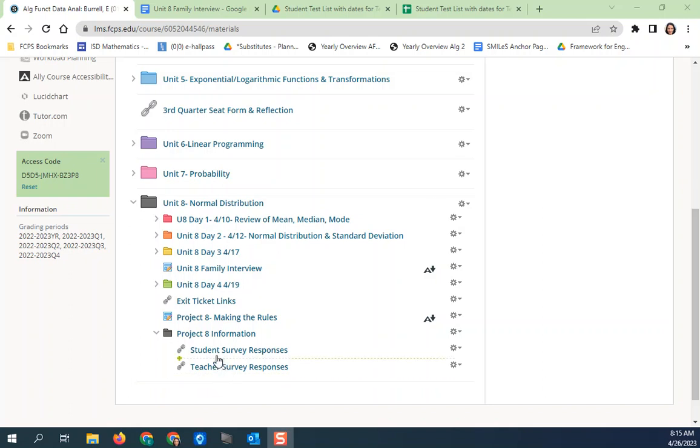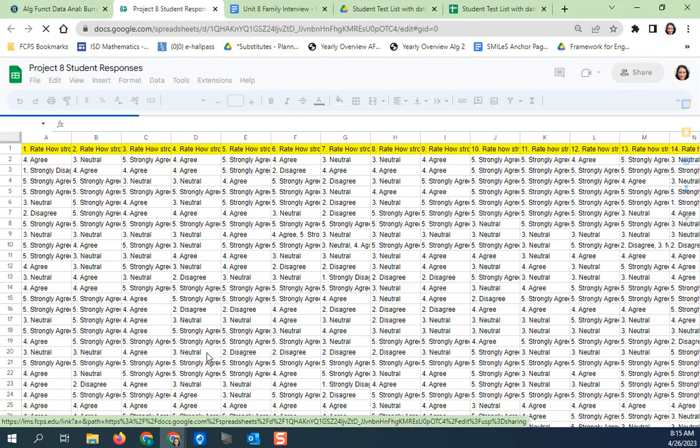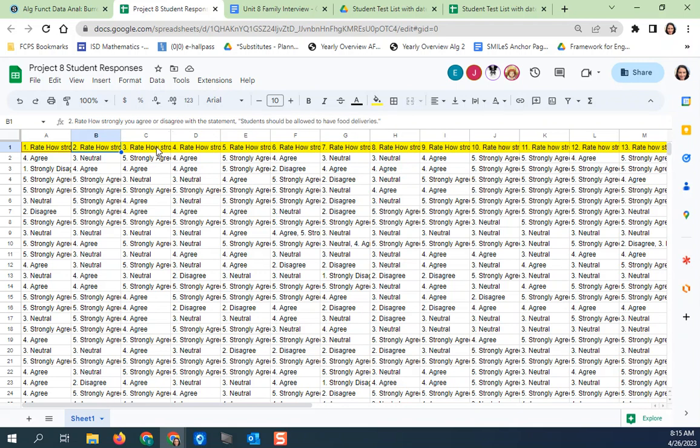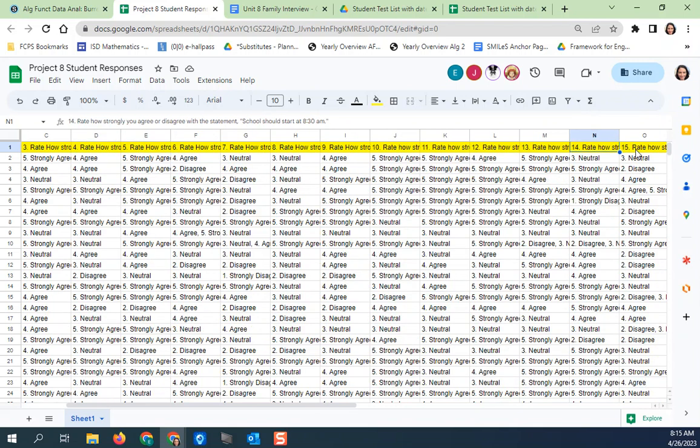Okay, so when you get into Schoology, you open Unit 8, Project 8 Information and Student Survey Responses. You're going to see on the top row that's yellow, those are the questions. You'll notice they all start with "rate how," so they all look the same, but if you click on them, you can see that they're the different questions. The one that we need is all the way at the end.